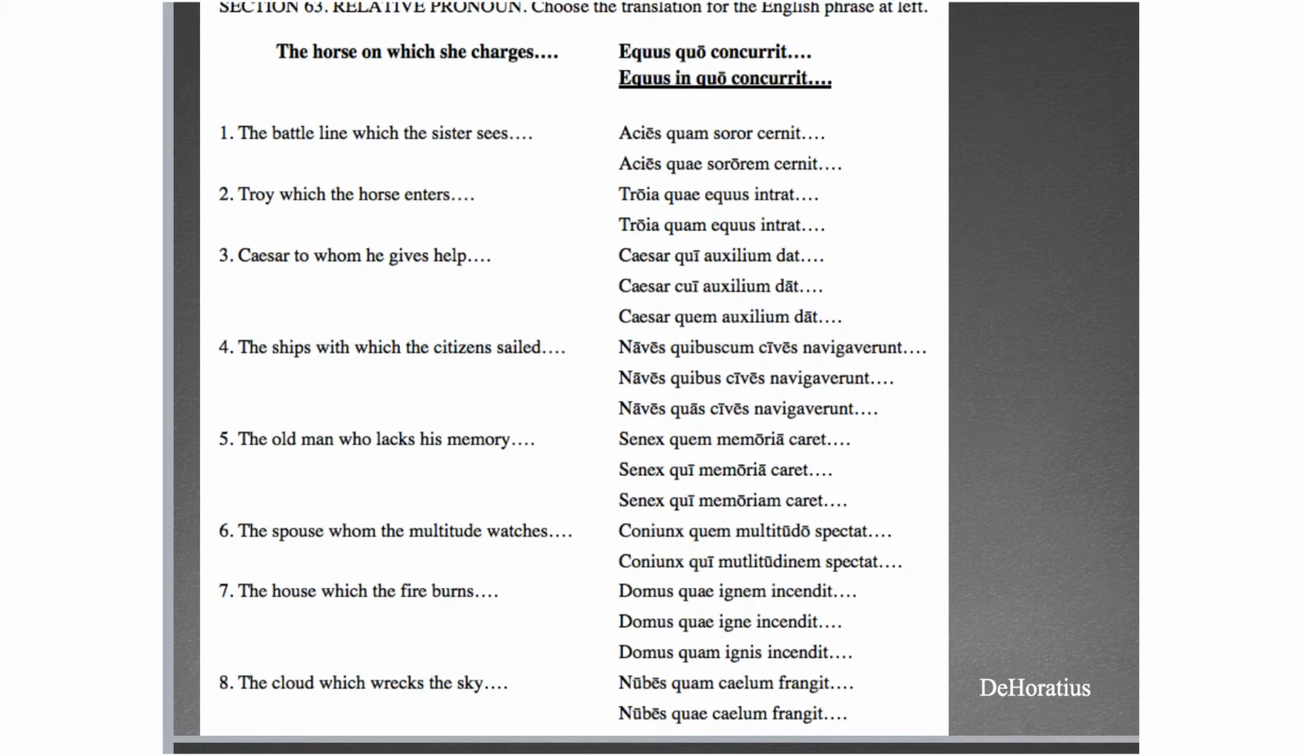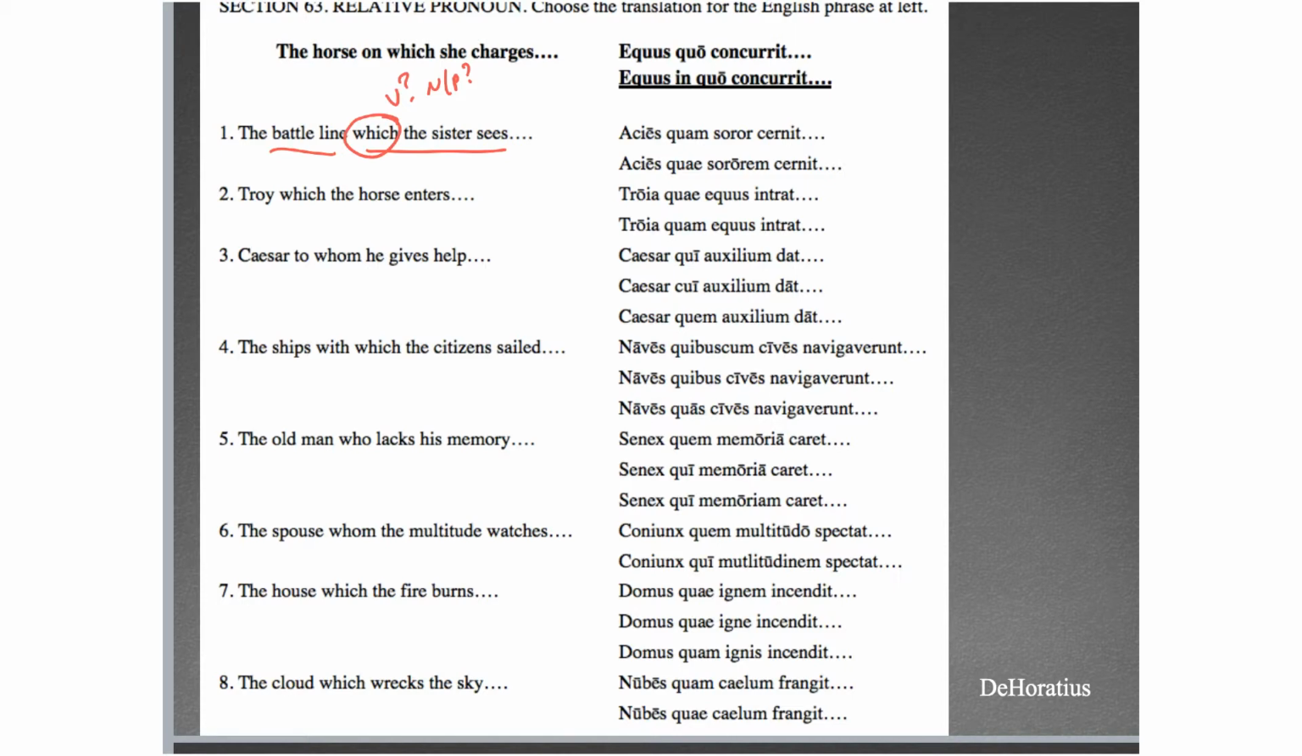This is sort of the same thing, but going English to Latin. You've just got the antecedent and then a fragment of a relative clause. But here, the battle line, which the sister sees. What you've got to note first and foremost is what's your relative pronoun? Of course, it's which. And then is it followed by a verb or another noun or pronoun? In this case, it's followed by another noun or pronoun, the sister. So does that make the relative pronoun nominative or accusative? Of course, it makes it accusative because it's followed directly by that noun.